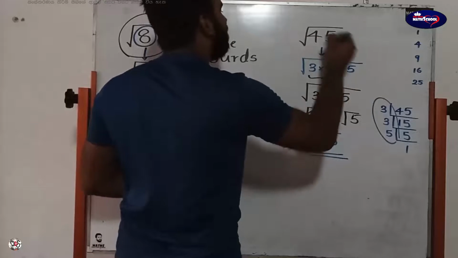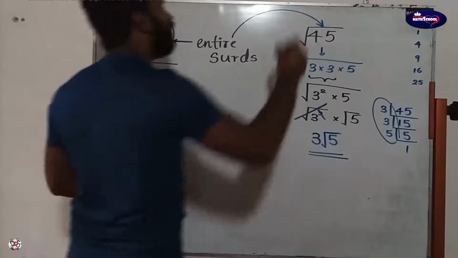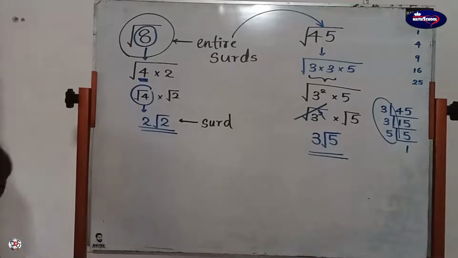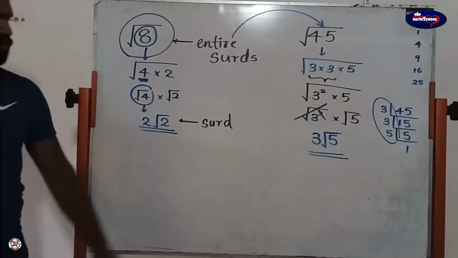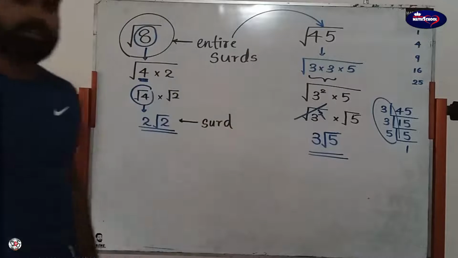So this one will be, that means again the square root of 45 will be an entire surd. This is an entire surd. Right? So you will be able to take it like this.